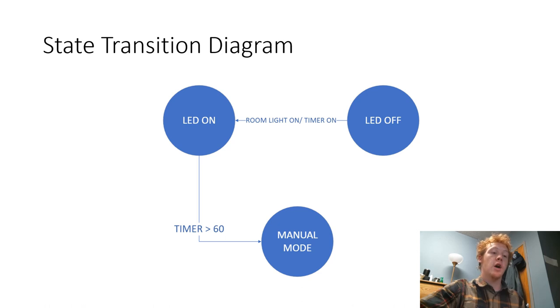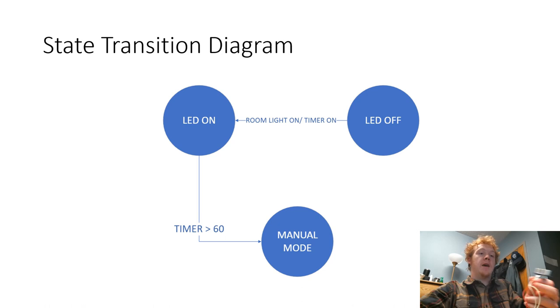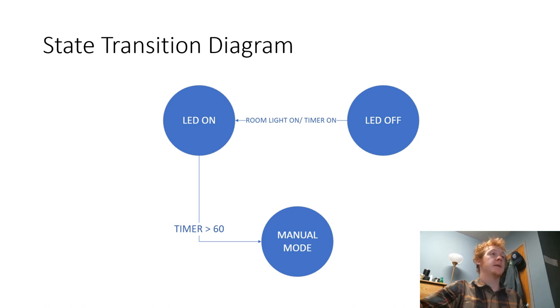Once my timer is on, the LED is on, and when the timer expires, it switches to manual mode. While in my LED on state, I have an ultrasonic sensor sensing if my robot or if something gets too close, another light turns on. And I can show you in the next slide.